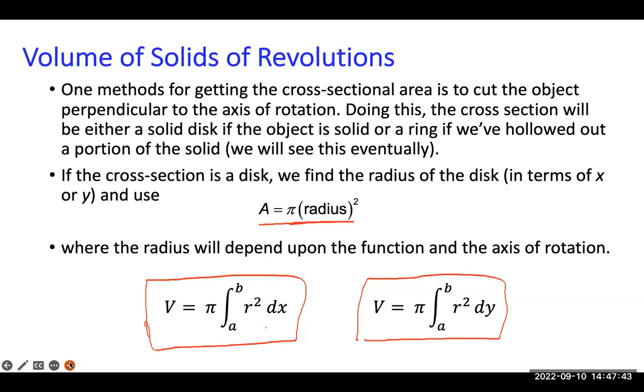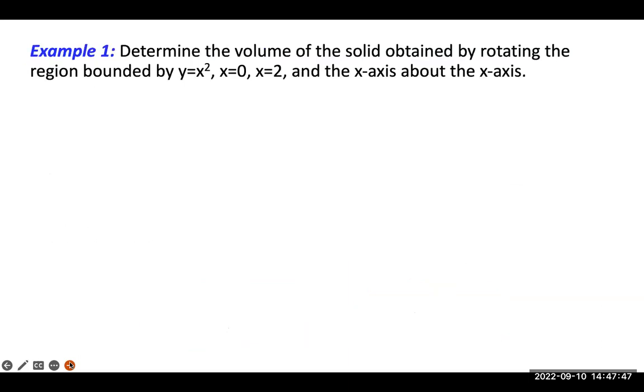Okay, so let's go ahead and see an example of that. The example is: we want to determine the volume of a solid obtained by rotating a region bounded by y equals x squared, x equals 0, and x equals 2, and the x-axis. We're going to rotate about the x-axis. When you're doing these, the first step is to draw a picture for yourself so you can have a better idea of what this solid looks like. So step number 1, I'm going to graph.